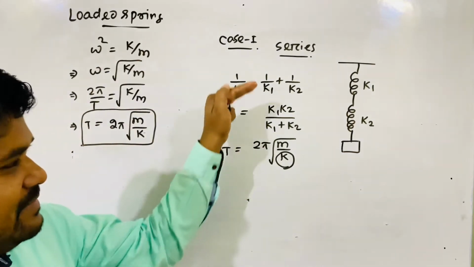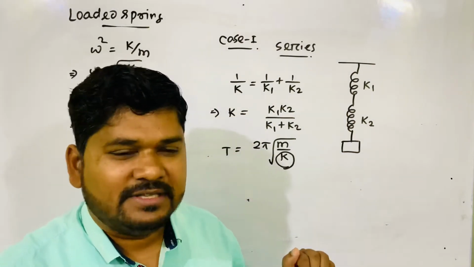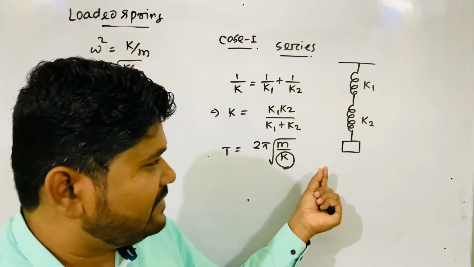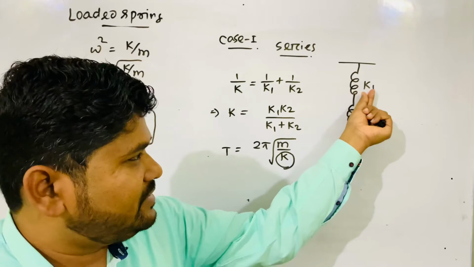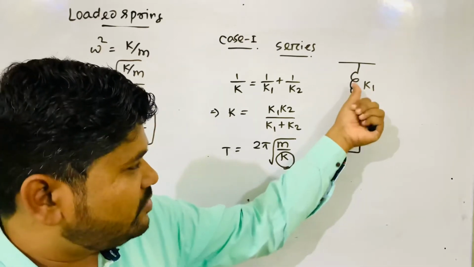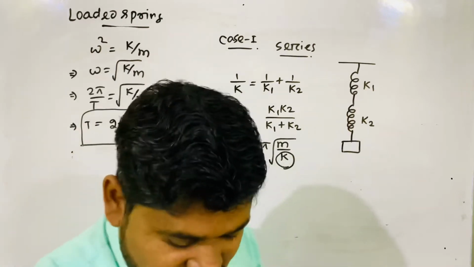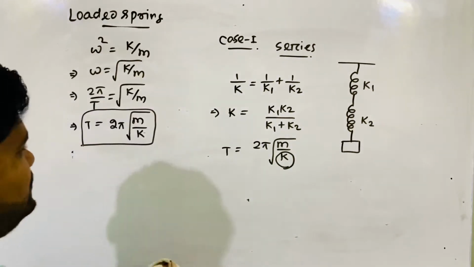This is the series combination of springs. You know how to find this formula. It's a very simple proof. The same force acts, and the total extension is equal to this extension plus this extension, then you will get this formula. Very easy to get. You already got it in the laws of motion chapter.